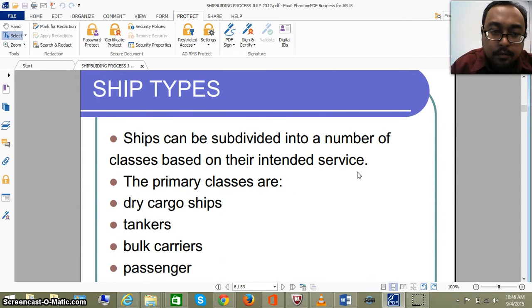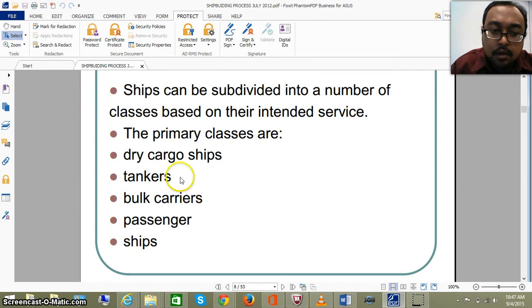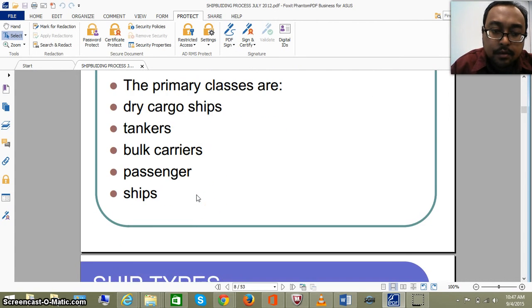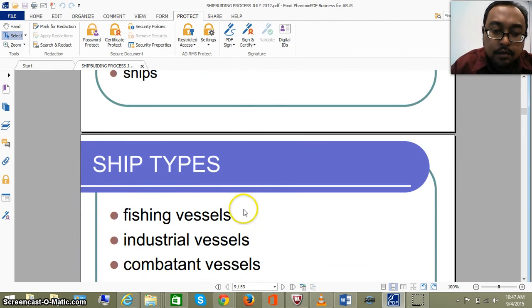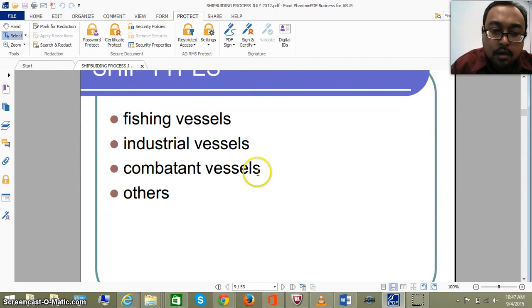Next, ship types. Ships can be subdivided into a number of classes based on their intended service. Primary classes are dry cargo ships, tankers, bulk carriers, passenger ships, fishing vessels, industrial vessels, combatant vessels, and there are many more others.